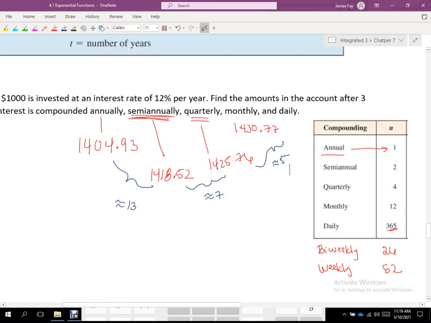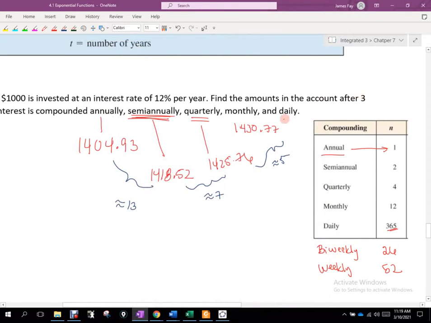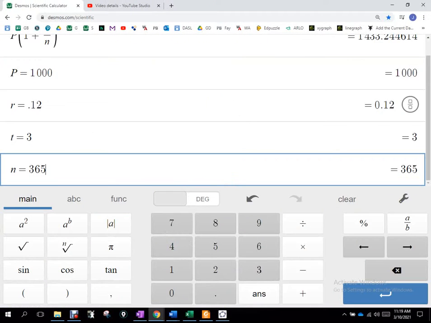Okay. If I go daily, so daily would be n being 365, I get 1433.24. And now the difference between monthly to daily, that was only $3, right? Okay. Now I want to just investigate this a little bit more with you and hopefully prove a point to you.